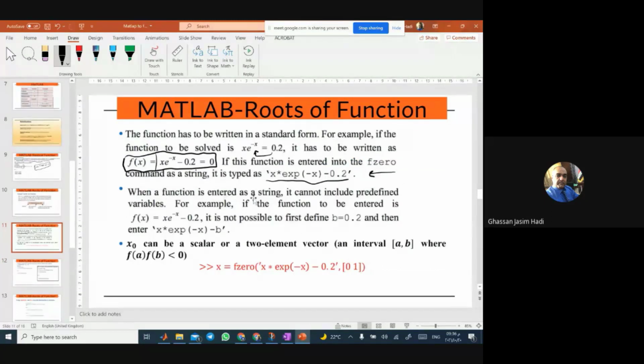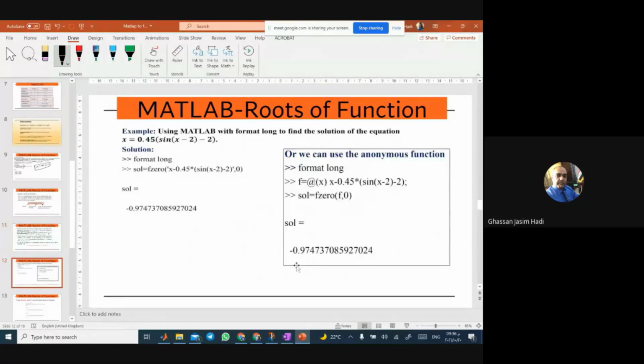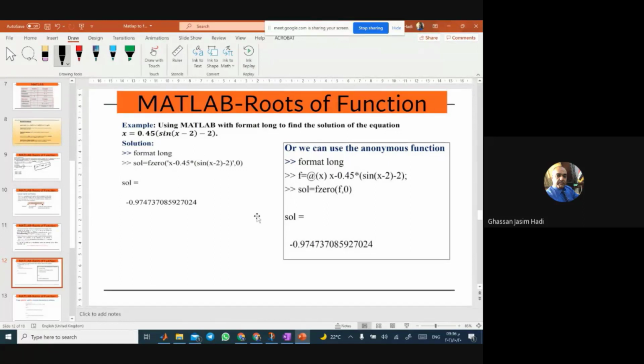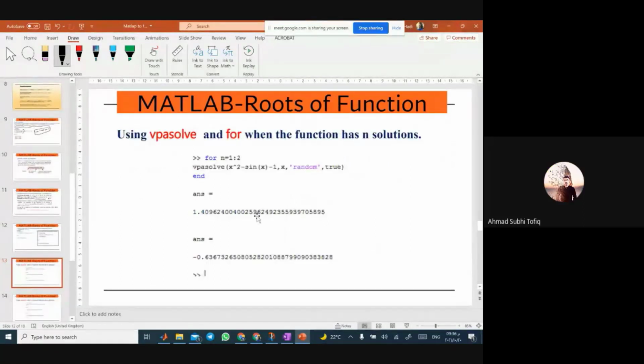When the function includes... The next slide, Doctor. Well, just here. This. This? No, something different.